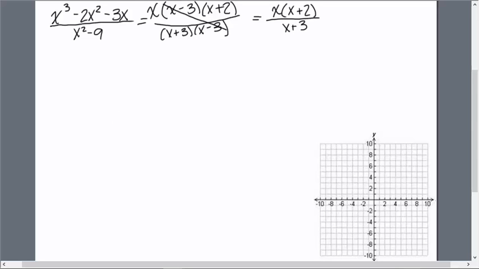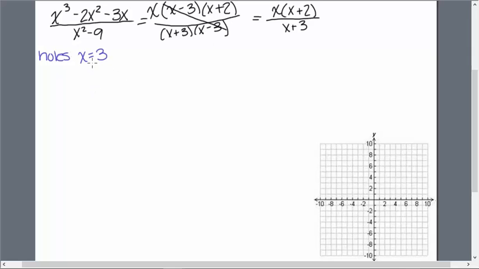So I have a couple things to figure out, and I'm going to start color coding them as we go. The first thing is if there are any holes. Holes come from things that cancel, and something did cancel. I have a hole at x minus 3, or in other words, if I take x minus 3 and set it equal to 0, I have a hole at x equals 3.